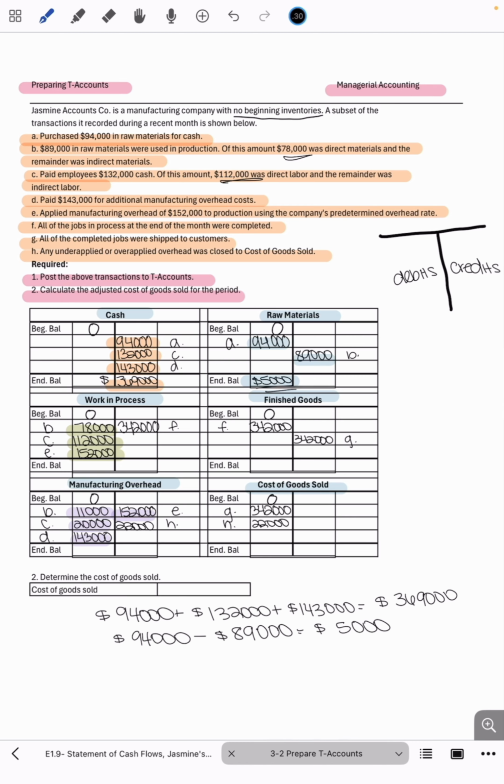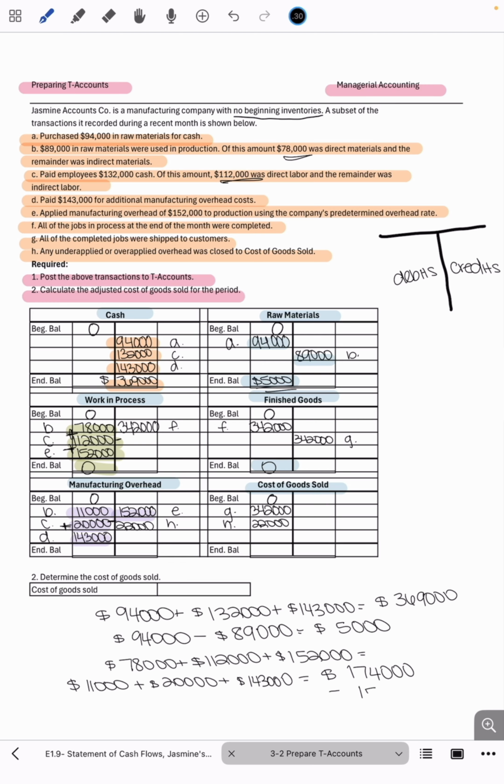Next up, we have work in process. So for this one, what we'll do is add up these three, and then we'll subtract it by that number. That obviously is 342,000, which we figured, so this finished goods is also going to have a $0 balance. Okay, and then for manufacturing overhead, we're going to add these together and subtract it by these. So we're going to do 11,000 plus 20,000 plus 143,000. This will equal 174,000. And so we'll subtract it by that 152,000. It's going to give us 22,000, and then we're going to also subtract that 22,000 from right there. It's going to give us a $0 balance. Okay, so we'll put that 0 right there.